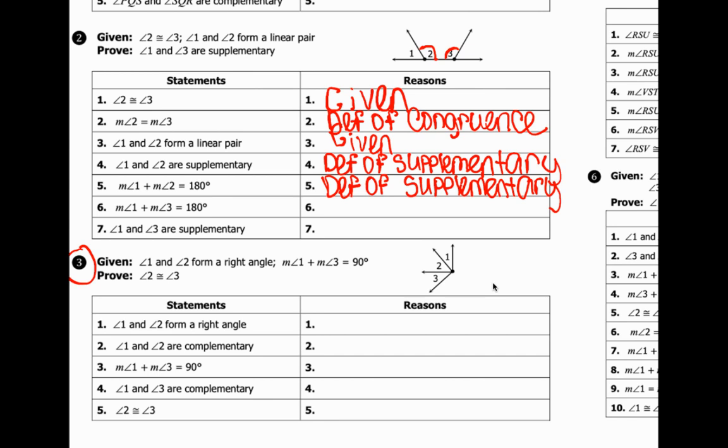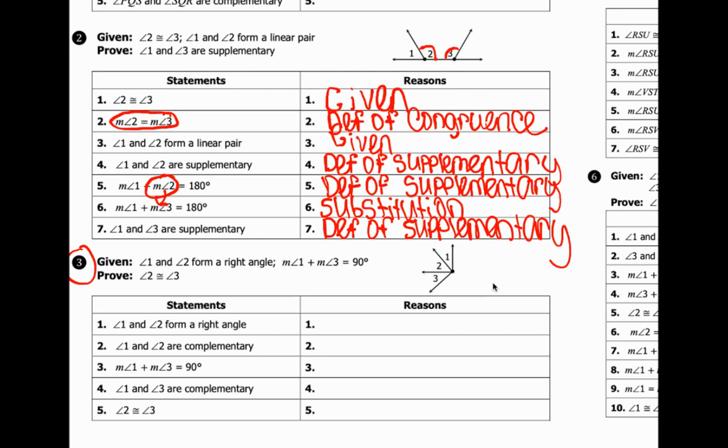So then they say, well, then I know 1 and 3 is 180. How they got that is they knew 2 equals 3, so they just substituted 2 with 3. So that'd be substitution. Then they said, well, then we know 1 and 3 are supplementary since they add up to 180. So that's just definition of supplementary. Awesome, first one is done.